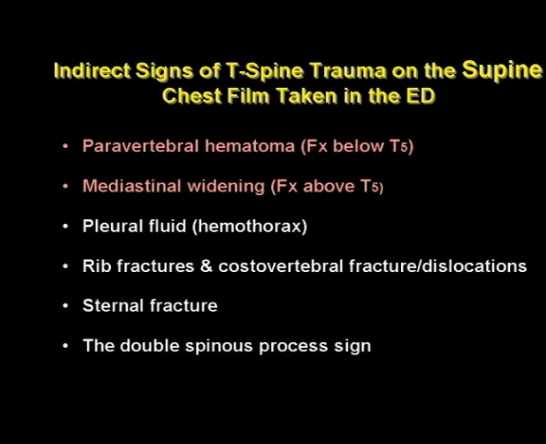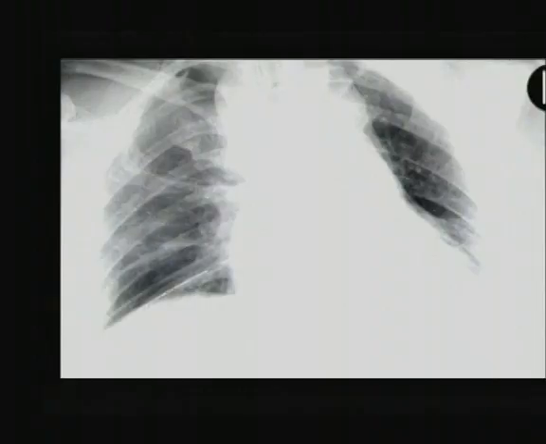The paravertebral hematoma and mediastinal widening have the same pathophysiology. It's due to bleeding around the fractured vertebra. So if it is below T5, it will give paraspinal widening. If it's above T5, it will give mediastinal widening, which could sometimes be mistaken for aortic rupture. It is very rare for aortic rupture to occur in conjunction with a thoracic spine injury, although I have seen it once or twice. This patient had both.